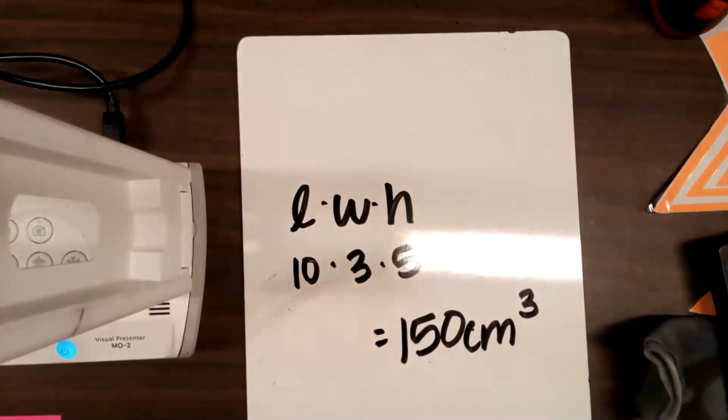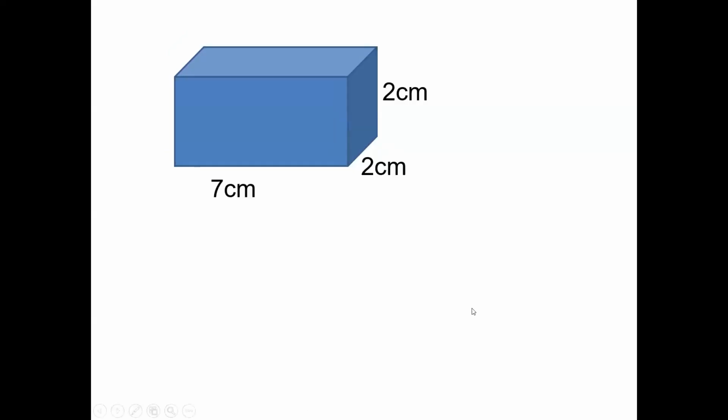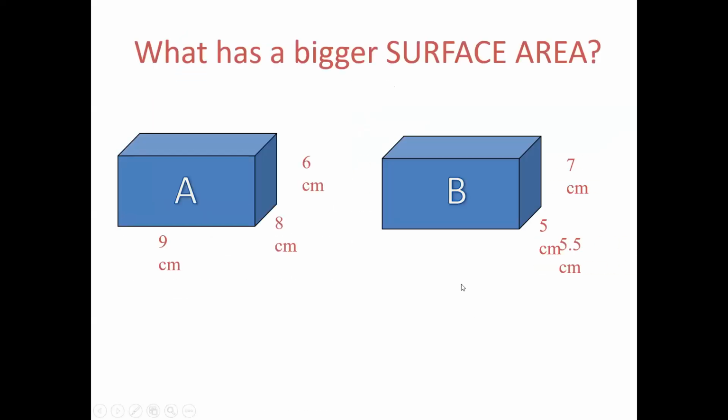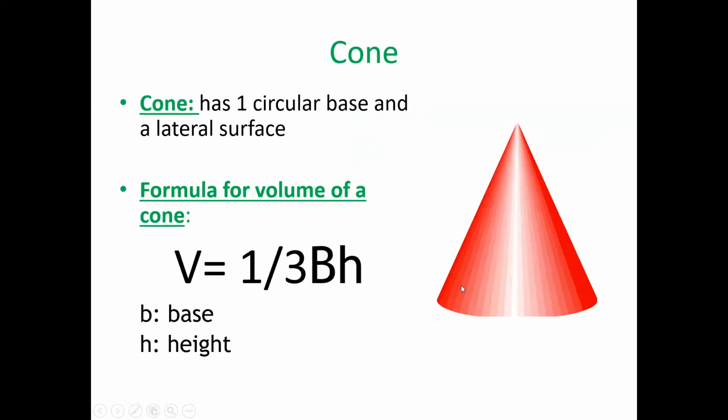Okay, we are going to move to cones now. We are going to do a review one together, and then we'll skip all these for another day. I'll let you practice one on your own. So reminder, cones have a circular base. The formula is 1/3 big B H.